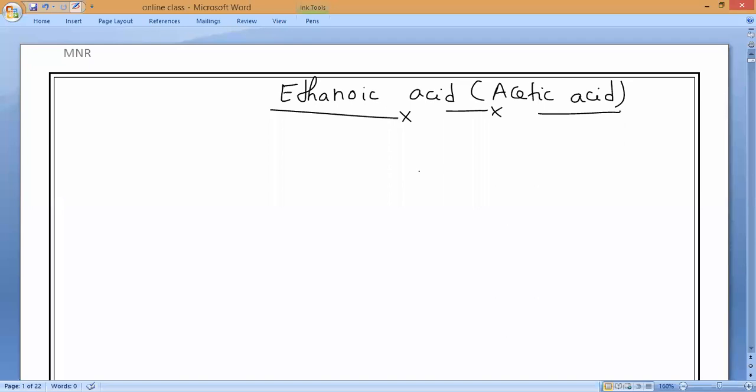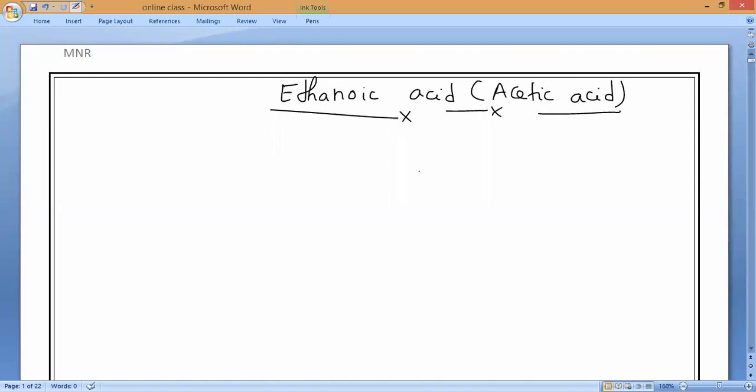Good morning, all of you. As we know, in the last class we studied ethanol or ethyl alcohol, its physical properties as well as its chemical properties. In today's class, we are going to study in the same way the physical properties of ethanoic acid or acetic acid, and likewise the chemical properties of ethanoic acid.